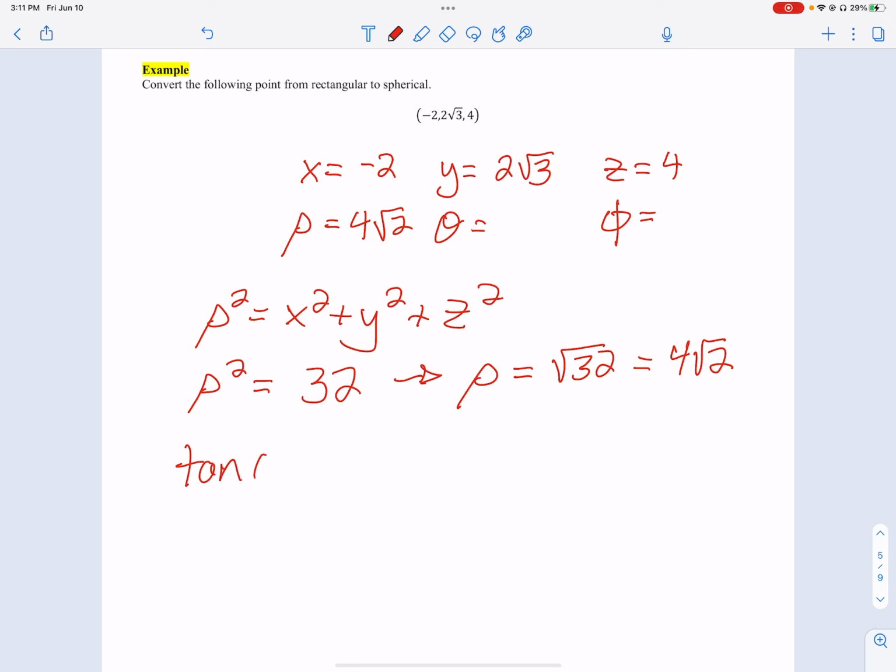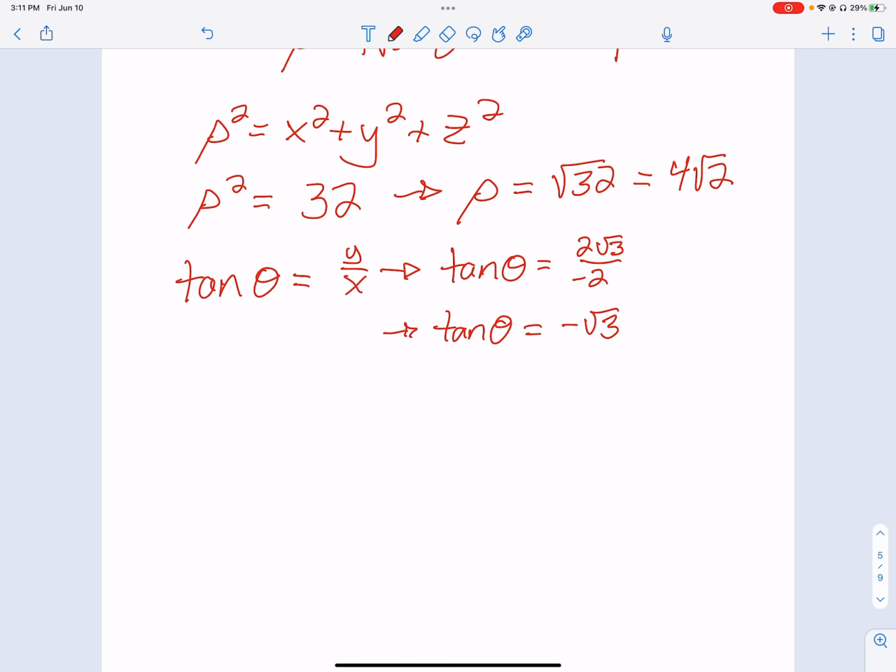Okay, our other formula, we have tangent theta is equal to y over x, so if I plug everything in there, I got tangent theta is 2 root 3 over negative 2, so we get tangent theta equals negative root 3. There's a trick to memorizing this. When it's just a root 3, it's a pi over 3. When it's a root 3 over 3, it's a pi over 6.